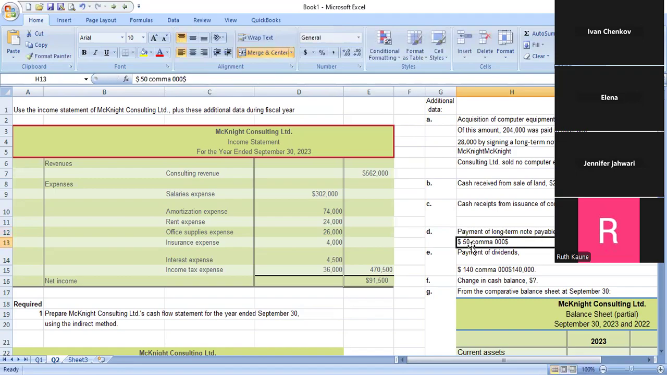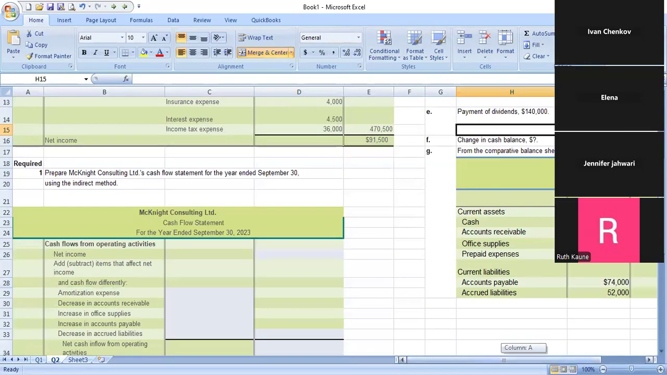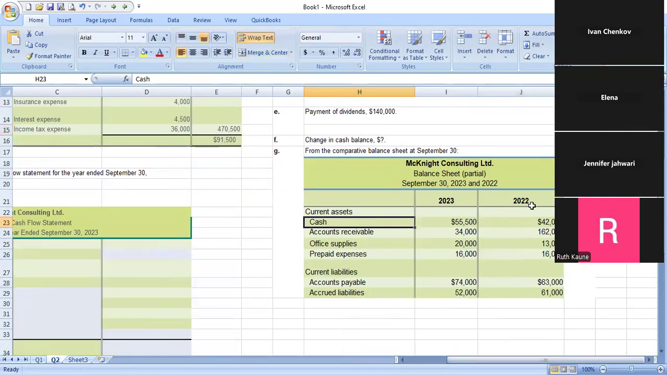Even that amount is given to you. And payment of dividend, even the dividend is given to you. The dividend is $140,000. So that seems to be a very straightforward question because everything is given to you. And you have the balance sheet here given to you as well. So we have the cash, we have the accounts receivable, we have the office supplies, we have the prepaid expenses, we have accounts payable, and we have accrued liability. Nothing else is given to us.